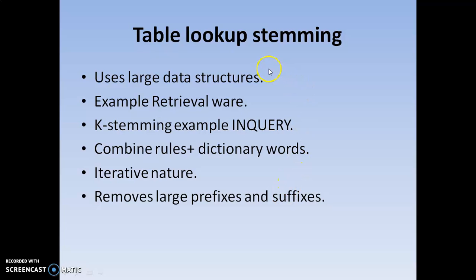Table lookup stemming uses large data structures. An example is Retrievalware. Case stemming is an example, and the Inquiry database is also one of the examples for that. It combines the rules as well as the dictionary words, is highly iterative, and removes large prefixes and suffixes.